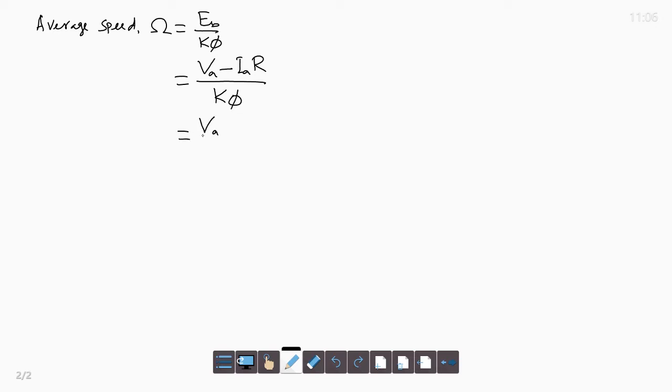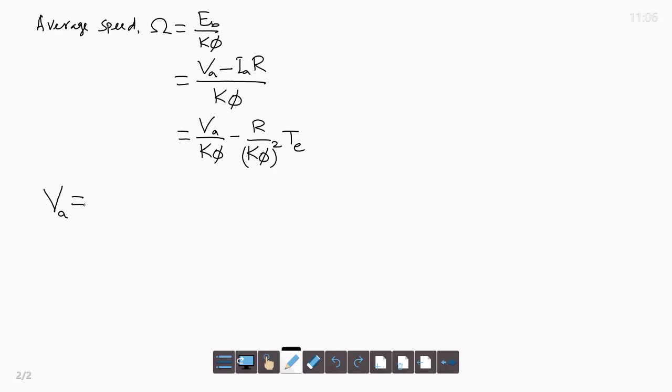So, average speed omega is Eb divided by k phi. Eb is Va minus Ia R, divided by k phi. So, it is Va by k phi minus, using the torque current relationship, R by k phi square into average torque Te. So, this is the speed torque relationship, and here Va is the average voltage applied to the armature by the converter.